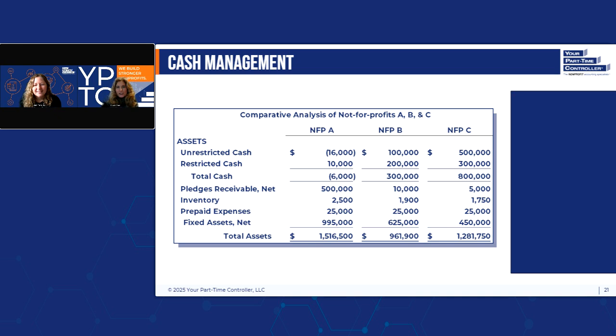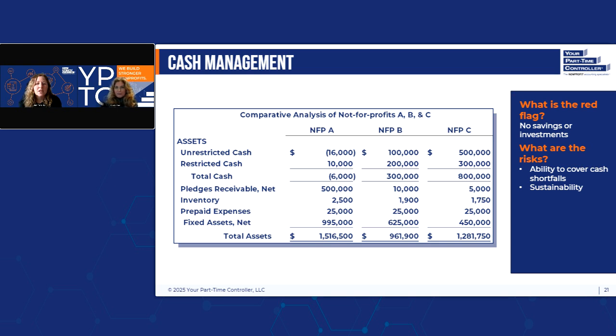I do. So none of these not-for-profits have savings or investments. This is a red flag because these organizations may not have a safety net to cover unexpected costs or cash flow shortfalls. As we've mentioned in the previous slides, when an organization has declining or negative cash flow, one of the mitigating strategies would be to dip into the savings or the investments. So if the organization has nothing to fall back on, what should they be prepared to do?